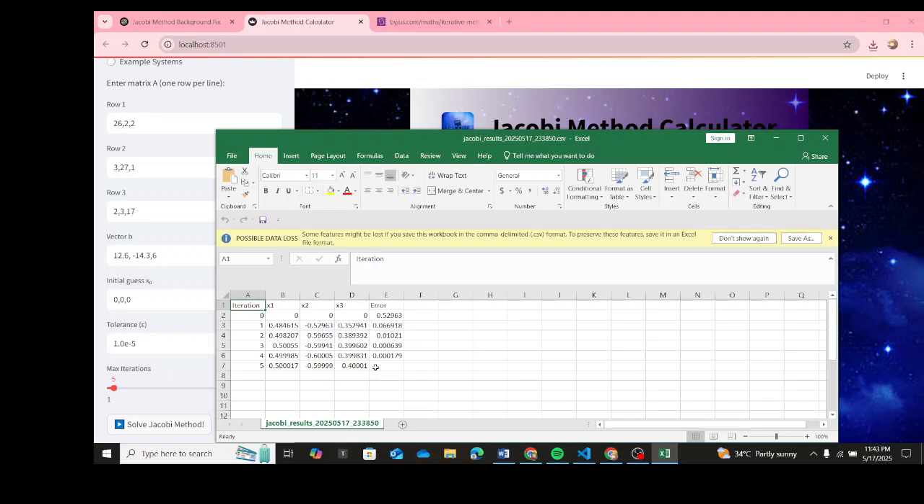So we just solved a 3-variable system using the Jacobi method. Confirmed convergence and got results that match the hand-calculated example. Just a few clicks. Thank you for viewing my demonstration.